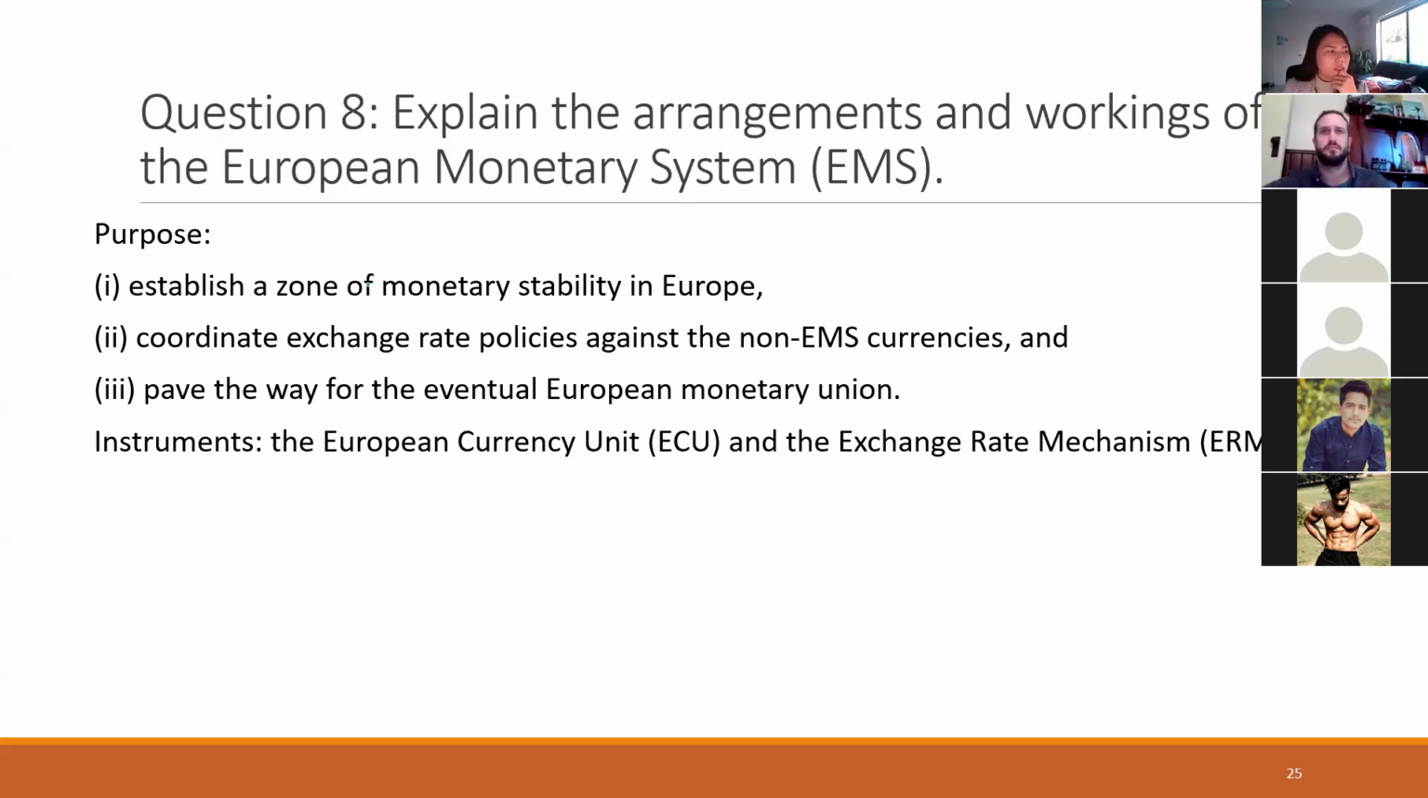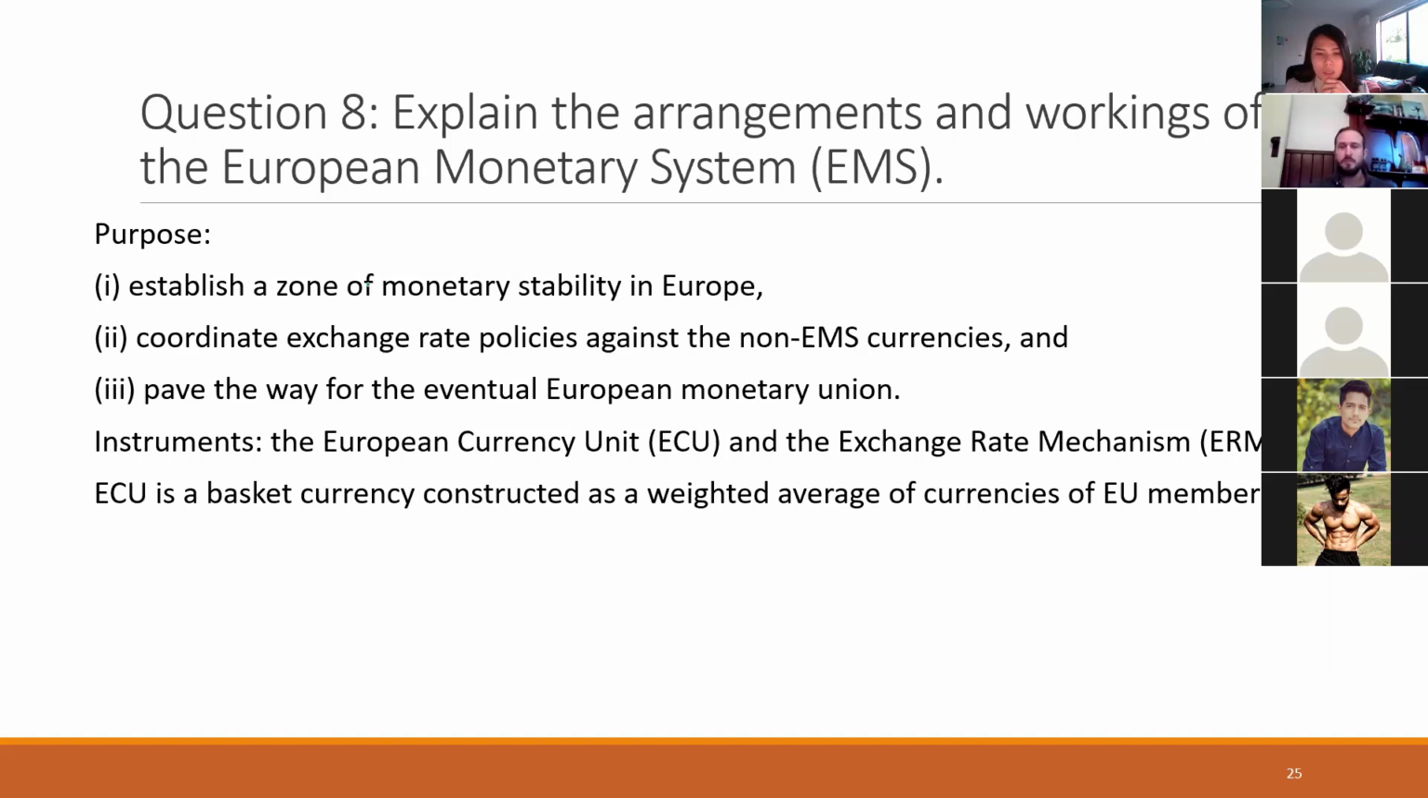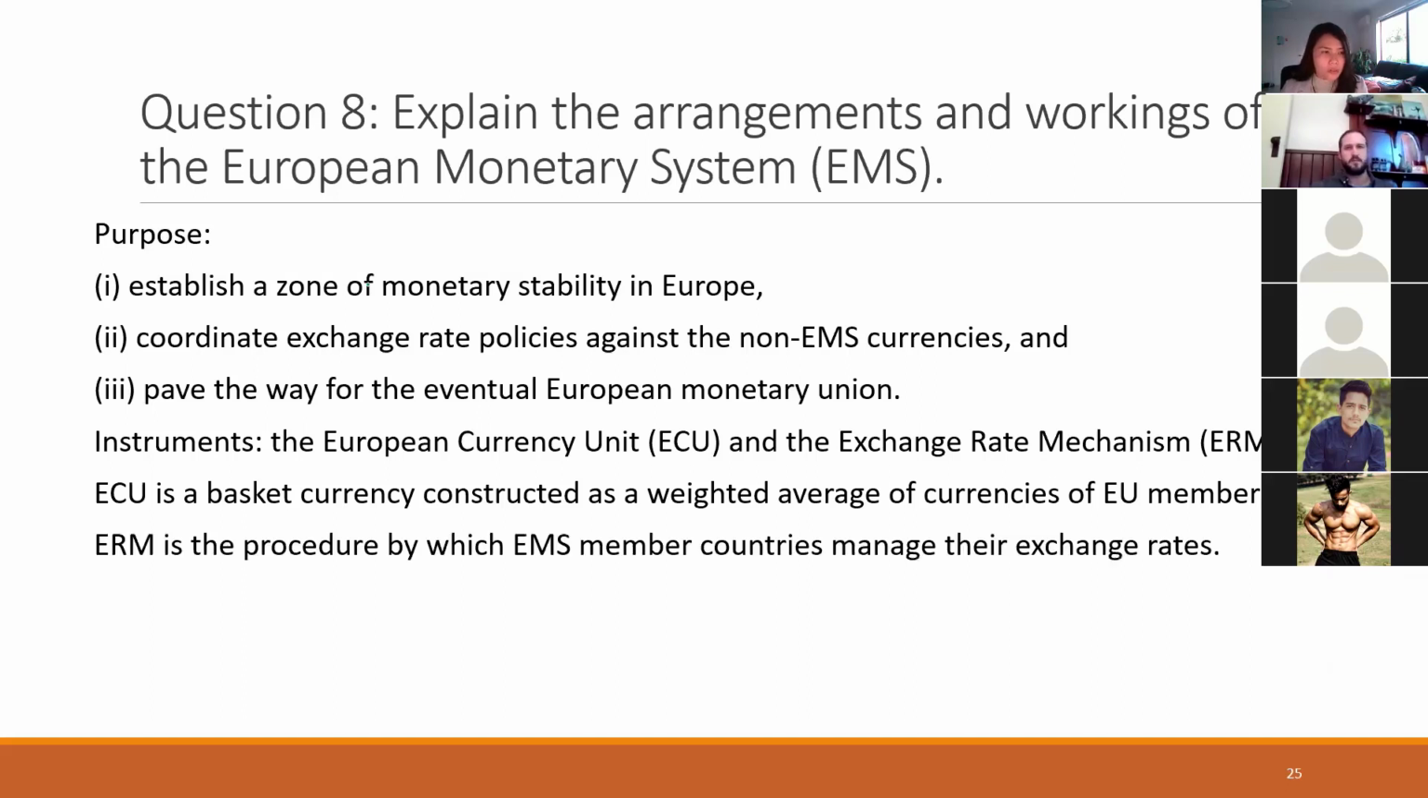So in this system, they implemented something similar to the Euro, but not exactly the same, which is called a European Currency Unit. This European currency unit is a weighted average basket of currencies for the member countries. So it's not one currency, it's a basket of currencies, right? And it's weighted by the size of the economy for the member country.